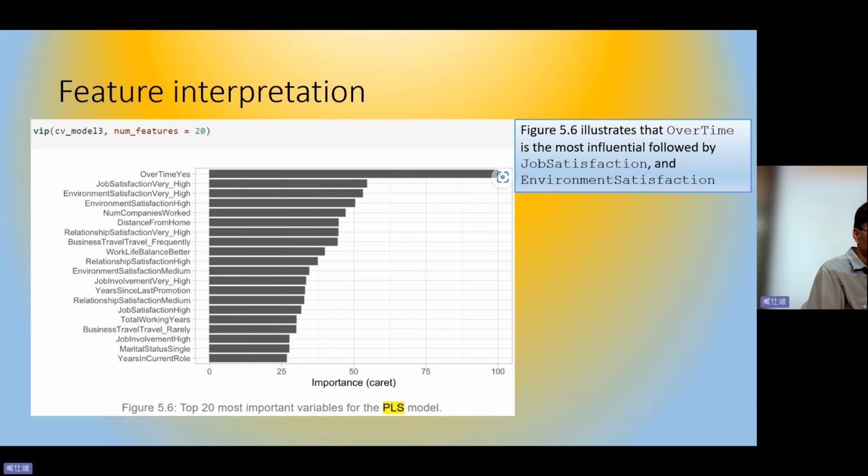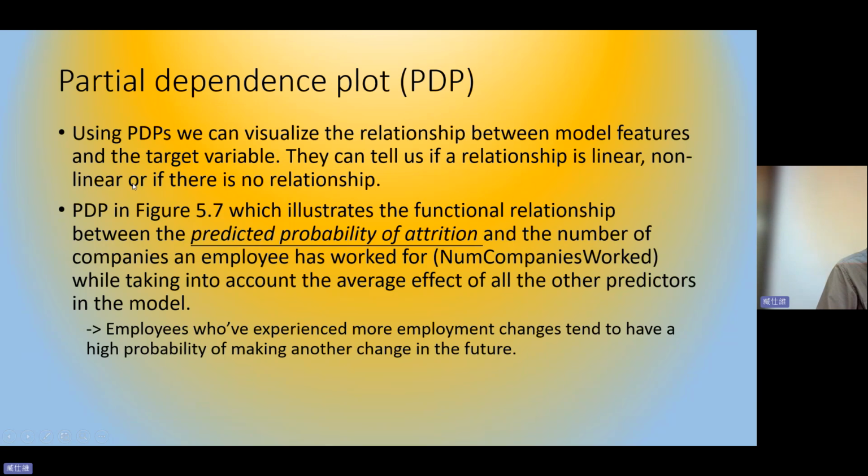These factors are ranked third and fourth among our 20 features here. So this is for your reference, and of course here we are using the vip function. You can use the vip function to generate the results.